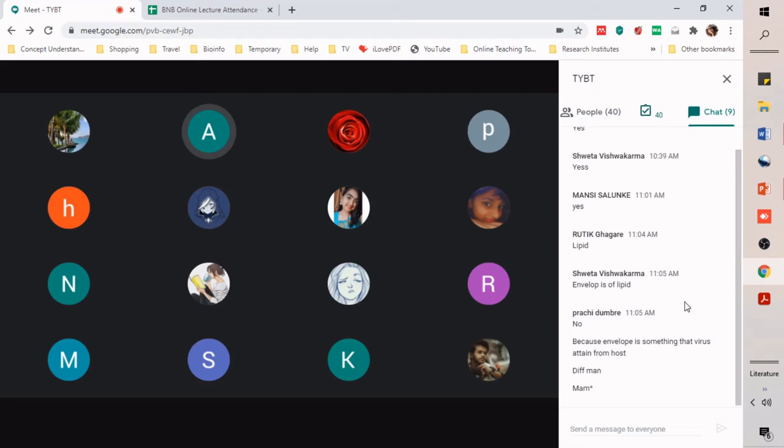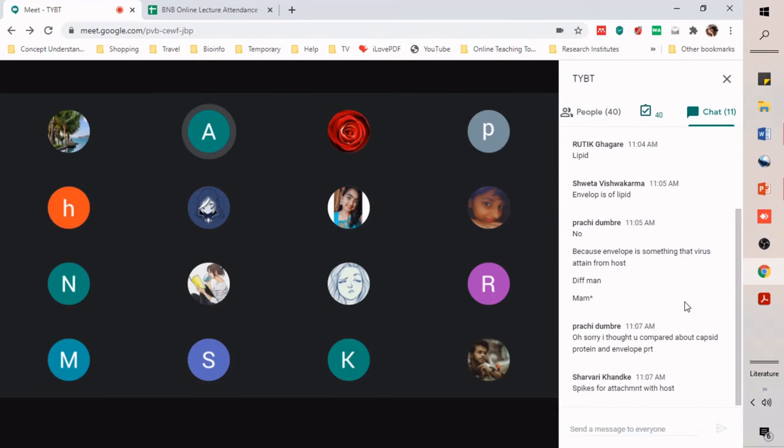Anything else you remember about viral structures? We are just up to capsid and envelope. What else do you know about viruses? Spikes for attachment of host. Attachment with host. Correct. Very good. So are these spikes present always only on envelope? And what is the property of spikes? What are they made up of?